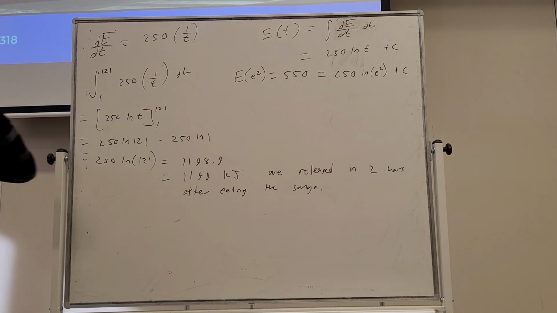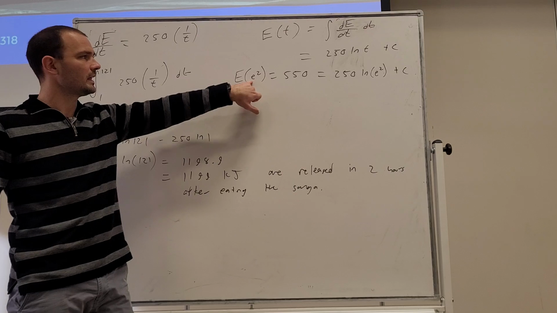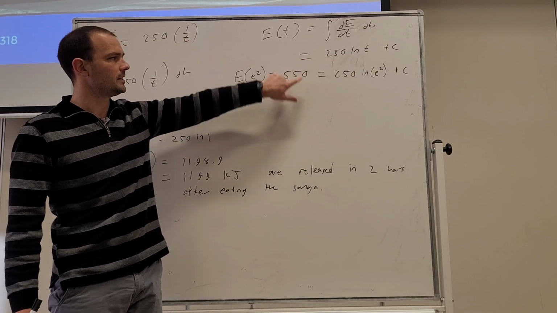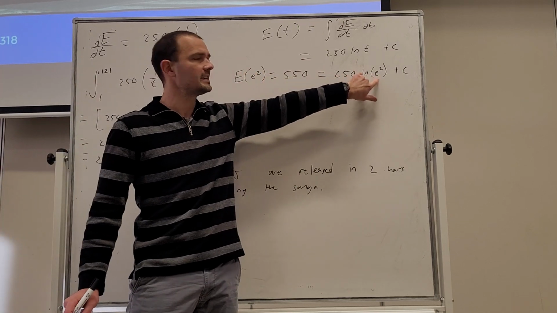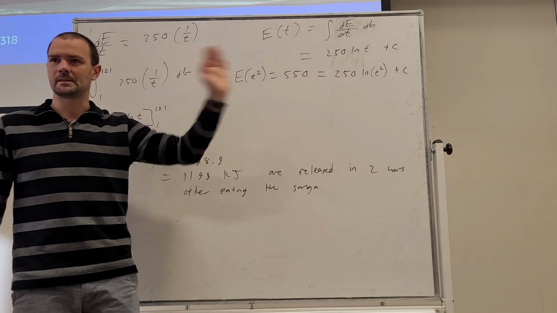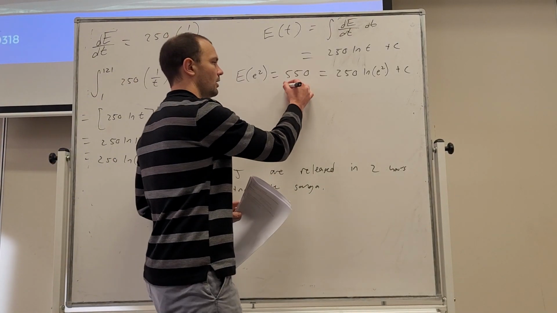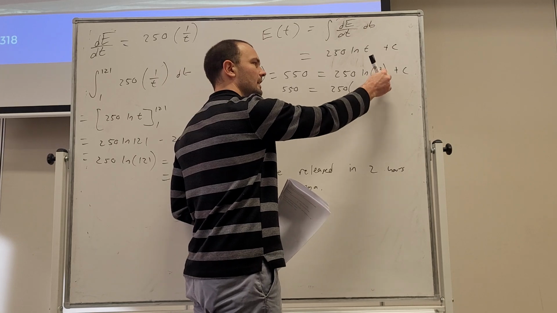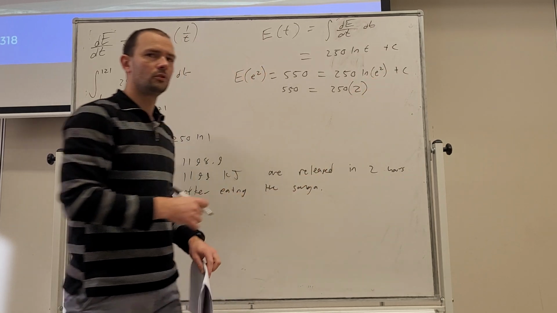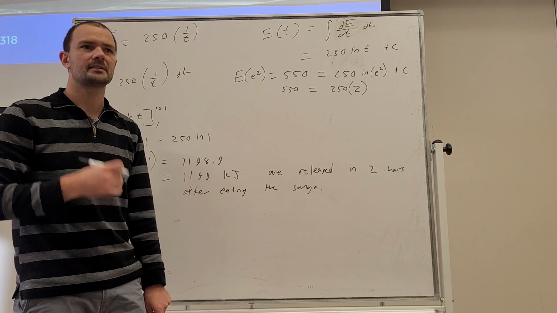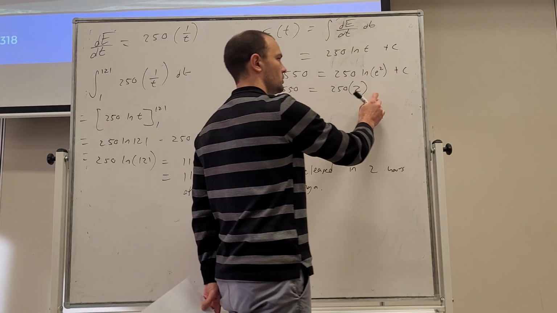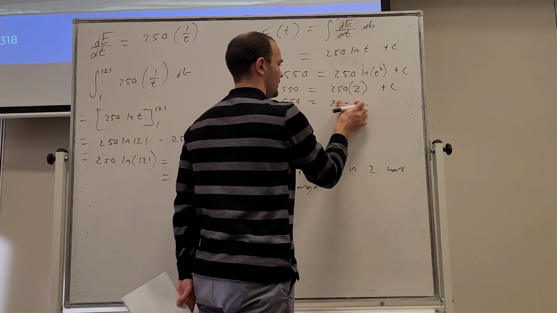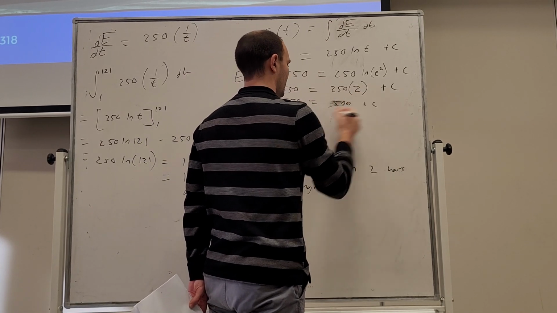So what have I done there? We're told when you put e squared into this function, the value is 550. So I've put my 550 here, I've put my e squared where the t is, and now we're going to evaluate that for C. Here we've got 250 times ln of e squared, which simplifies to 2, because ln of e to the x is x, so ln of e to the 2 is 2. And we have this plus C hanging out. 500, so we've got C is 50.